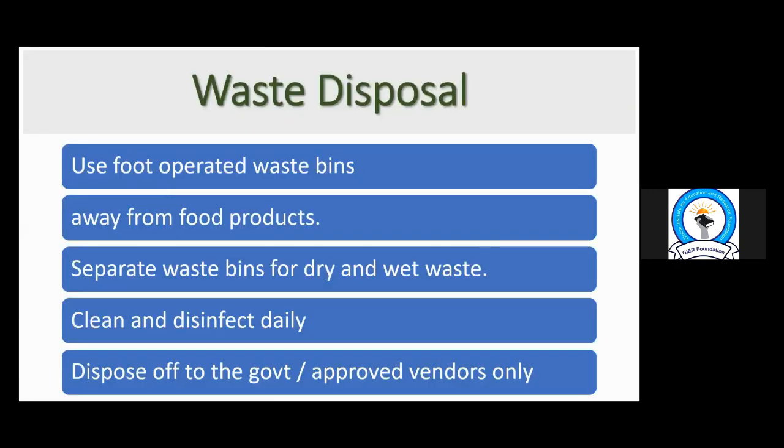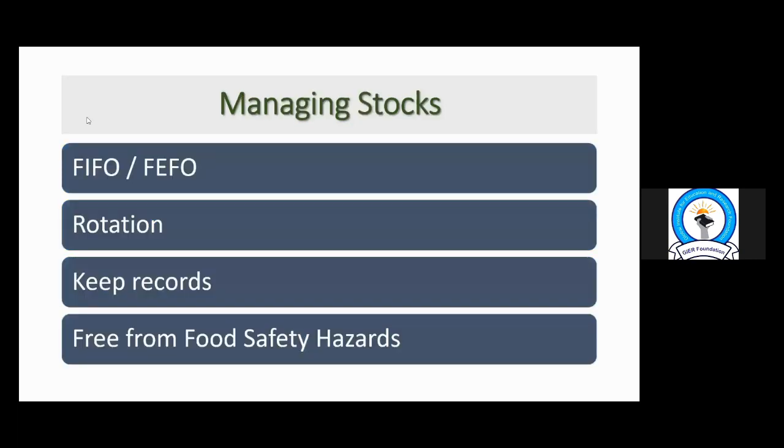How to do waste disposal? For waste disposal, use only foot operated waste bins. Keep all waste bins away from food products. There must be separate waste bin for dry and wet waste. And please clean and disinfect your waste bins daily. Dispose of to the government approved vendor only.